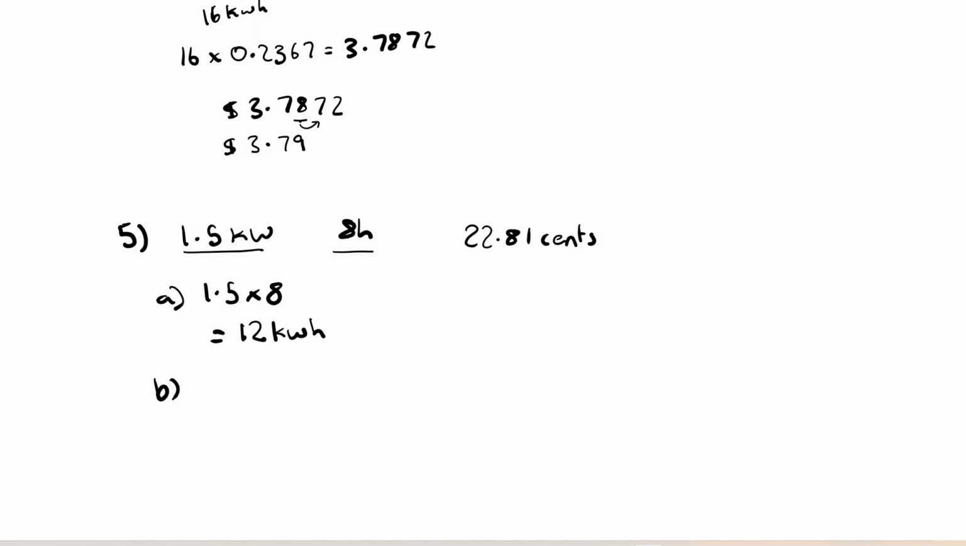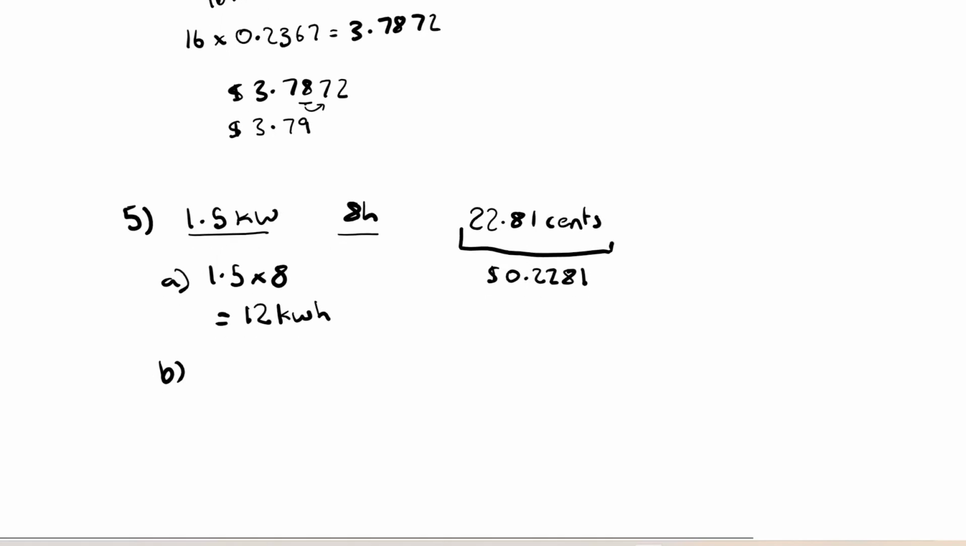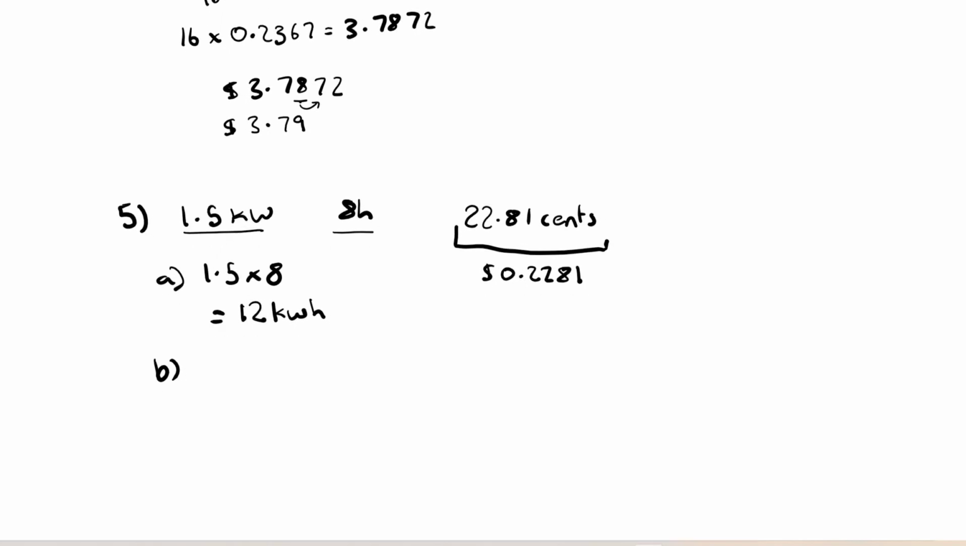Now B. What is the cost of using the hairdryer? The first thing that we need to do is convert our cents to dollars. So we know that 22 cents is the same as 0.22 dollars, and 81, so in dollars is 0.2281.